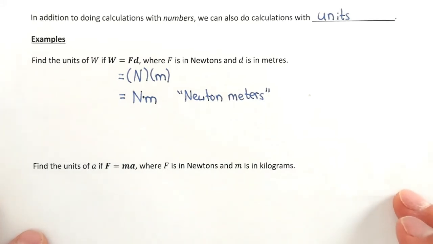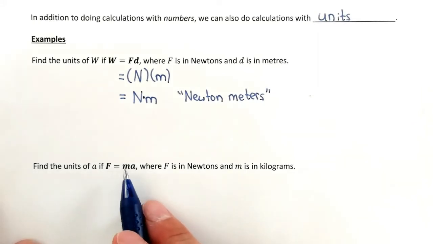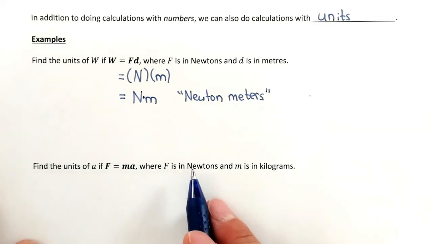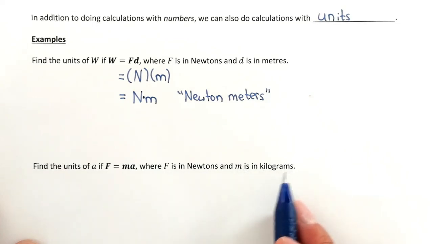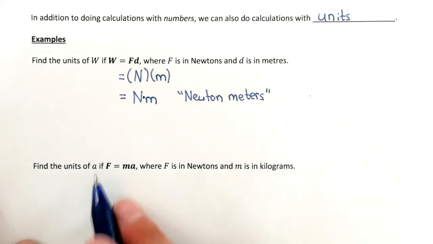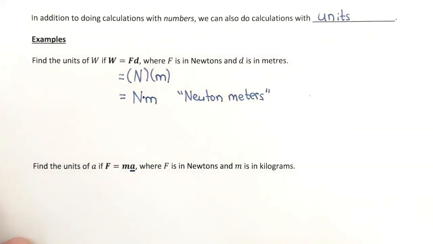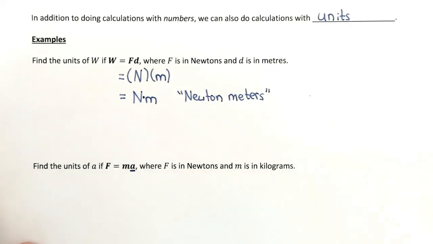Let's do one more. So, here's an important equation in physics. F equals ma. F, you don't need to know what it is, but I'll tell you it's measured in units of newtons. And m, you don't need to know what it is, but I'll tell you it's measured in kilograms. We're trying to find the units of a. So this is the thing we're trying to find. Now here, the thing we're looking for is not isolated. It's not on one side all by itself. So that's the first thing I'm going to have to do.